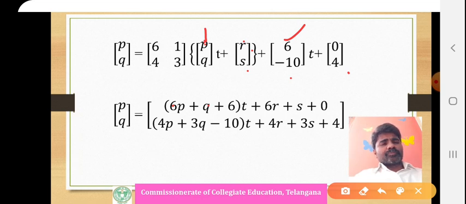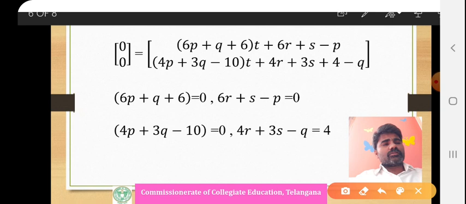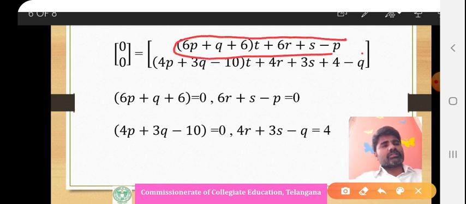Now you take this p, q to the right hand side. The left side will become 0, 0, and minus p here and minus q. Now equating both sides, the first is equal to 0. This is a linear equation in t, which will be equal to 0, meaning 6p plus q plus 6 equal to 0, and 6r plus s minus p equal to 0. These two are zeros.